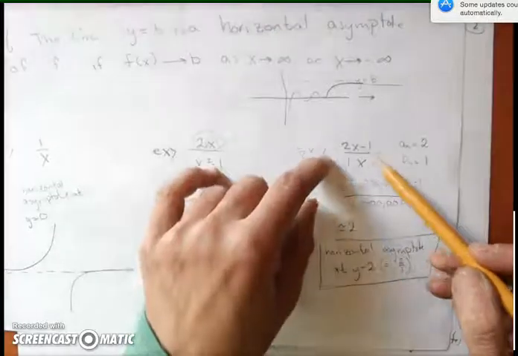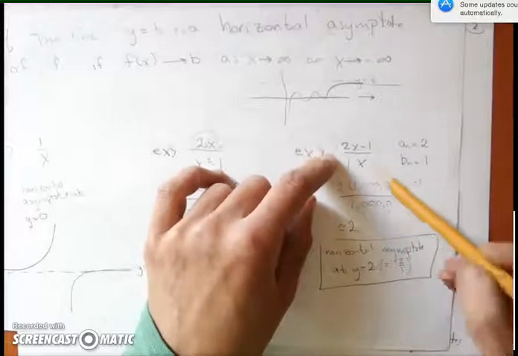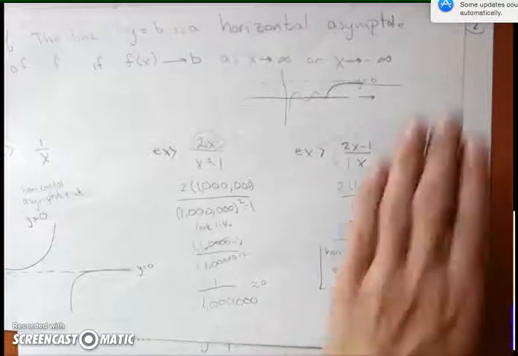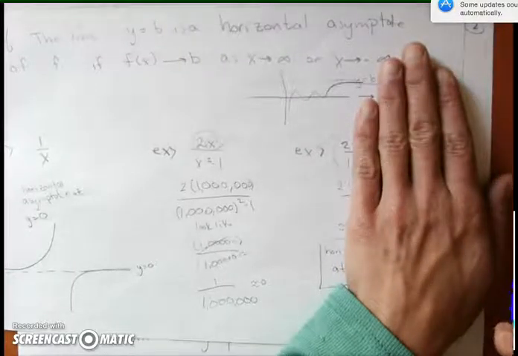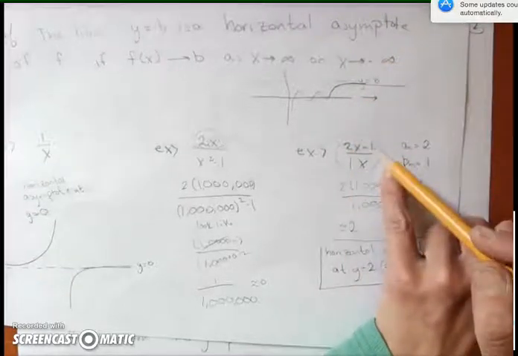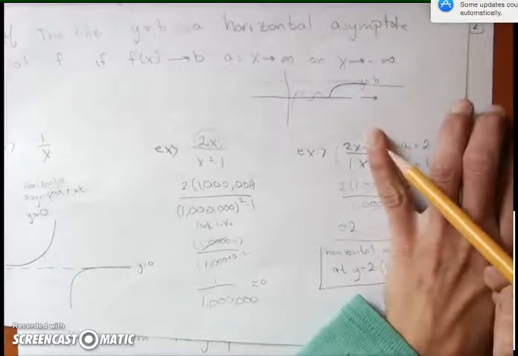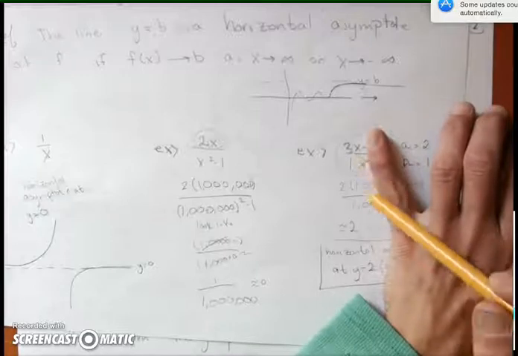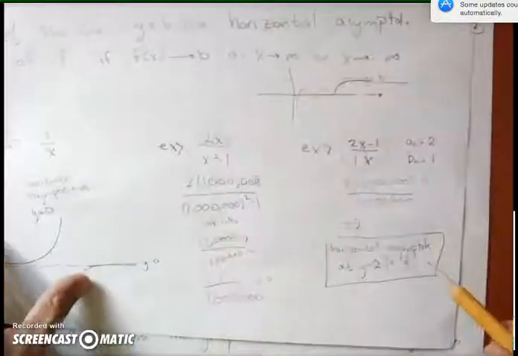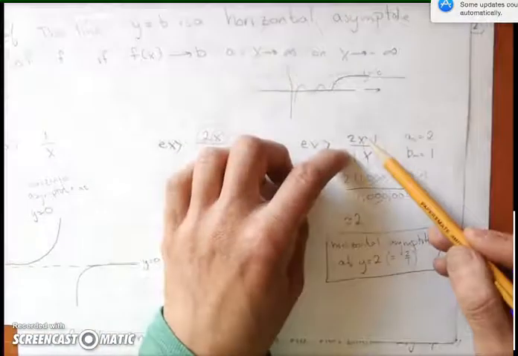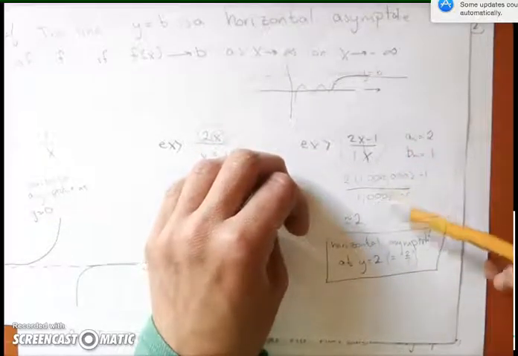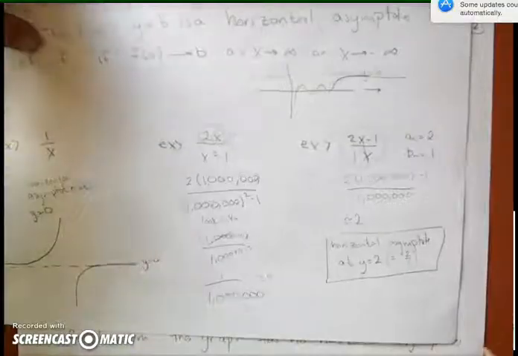The reason for this is that the top and bottom are growing at the same rate. The x's sort of cancel, just like these 1 millions sort of canceled. So when x is really, really large, all that matters is these leading coefficients, because this minus 1 is not going to matter. So we'd have something that looks like 2x over 1x. We could cancel the x's, and that will look just like 2. So the next mantra: if the degree on top is the same as the degree on bottom, the horizontal asymptote is the ratio of the leading coefficients.